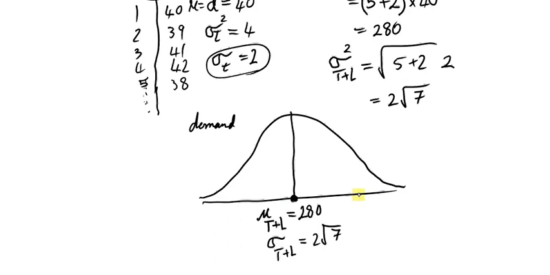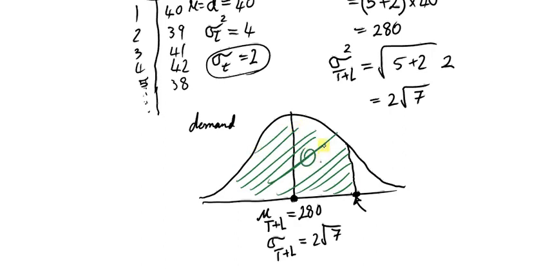This is the distribution of demand during T plus L. We want to set our M at a level where, let's say, we are 90% confident that we will not run out of stock, meaning that by the time the next order arrives, the total demand will be less than this level. So this is the target level that we want. The chance of demand being less than this amount should be 90%.